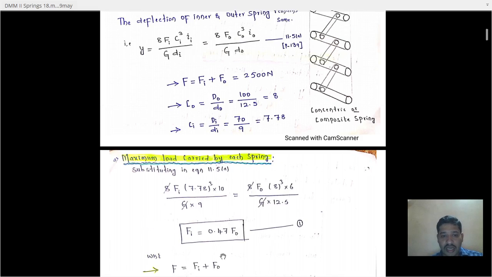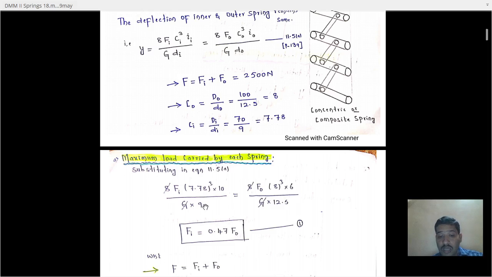Then after that, let us see the di value. di, how much is that here? The di value is 9, equal to 8 as it is, Fo as it is, Co value is 8, whole cube, into io, the number of active turns of the outer of the spring, given as 6, divided by modulus of rigidity as it is, do. The wire diameter of the outer of the spring is given as 12.5 mm. So this G and this G, and this 8 and this 8 will be cancelled.